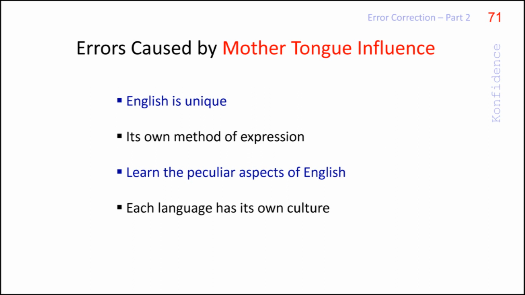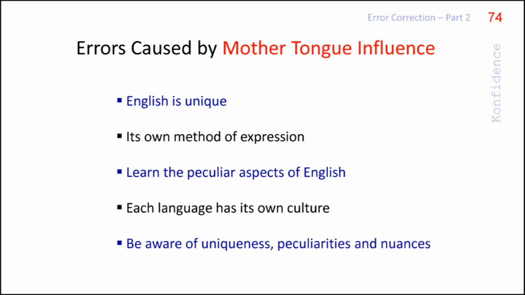So, when we use a different language like English, we must be aware of the uniqueness, peculiarities, and nuances of that language so that we can successfully resist the influence of our own mother tongue on the alien language. This would protect us from possible errors when we handle a different language like English.